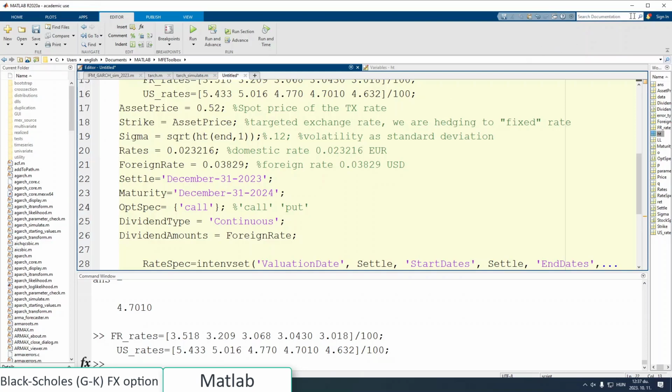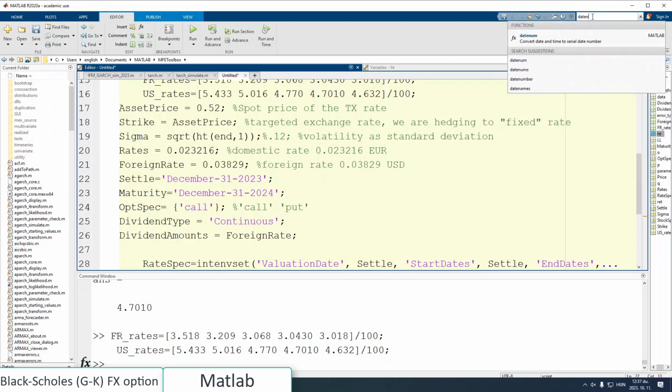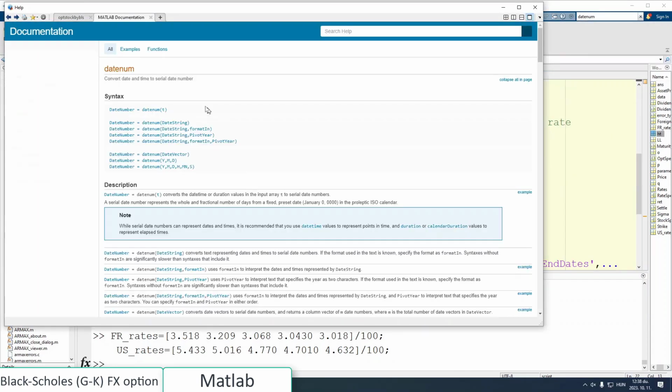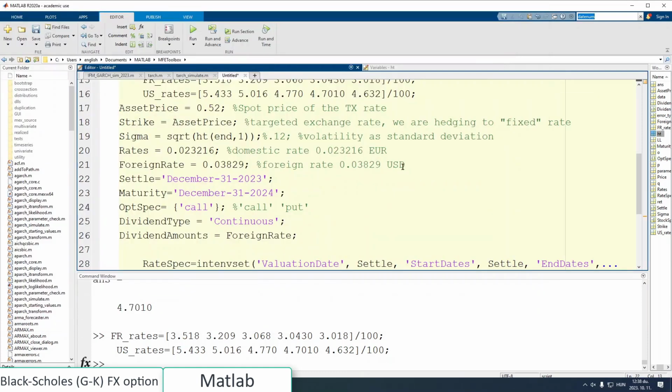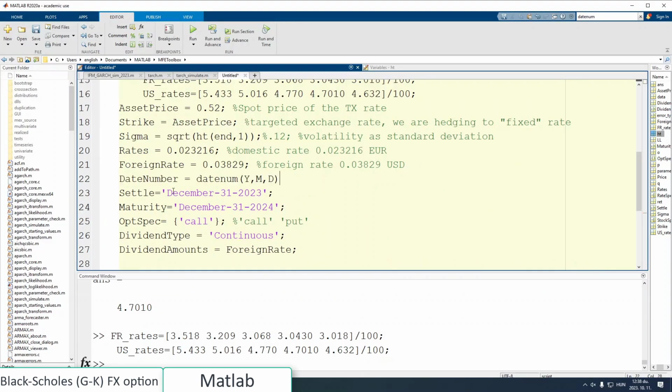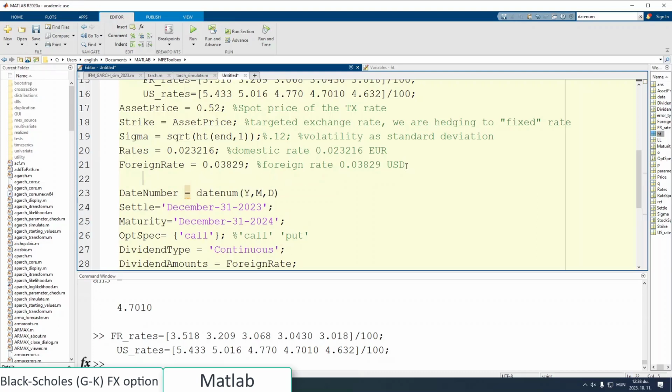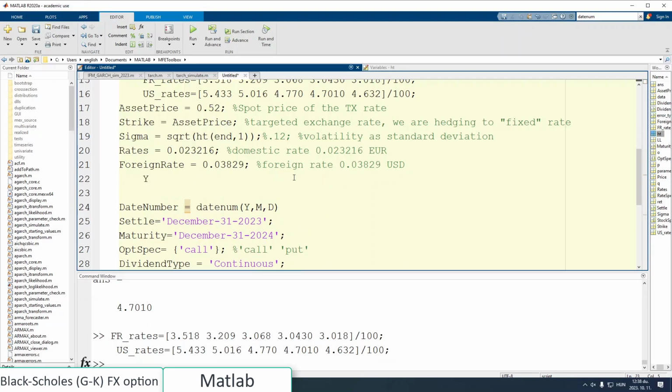There is also a function called datenum. So datenum can help us to bypass this problem that we always have to define these years back and forth, because if we just define the year, month, date, then we can have the same features.